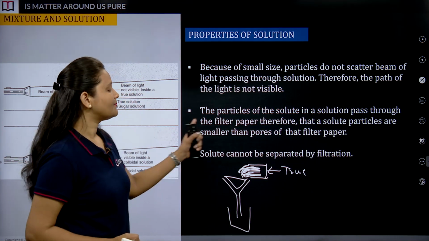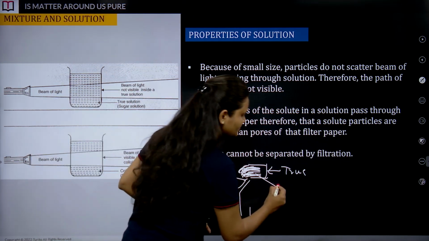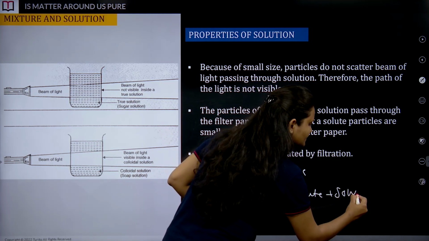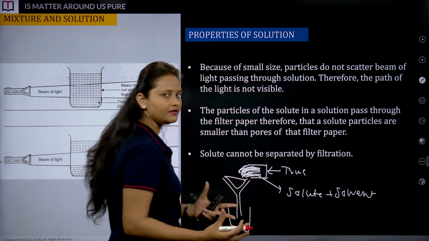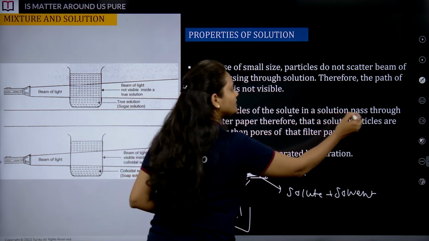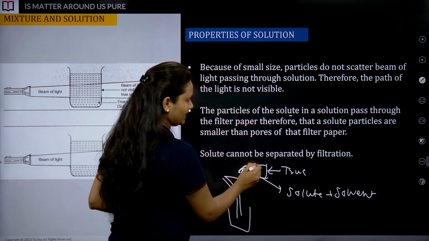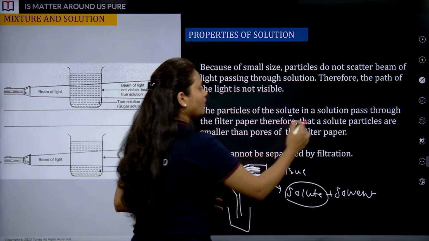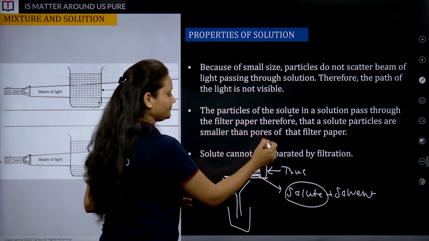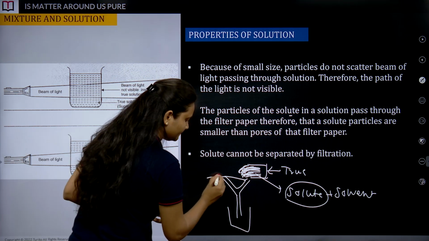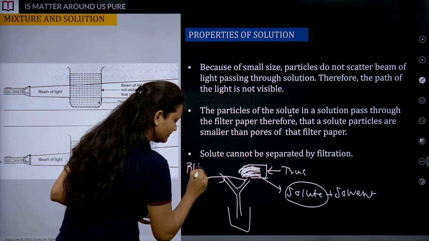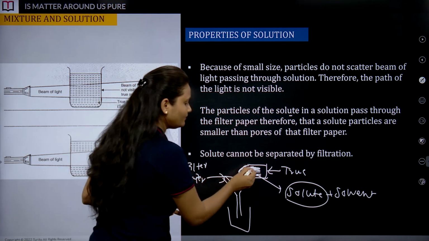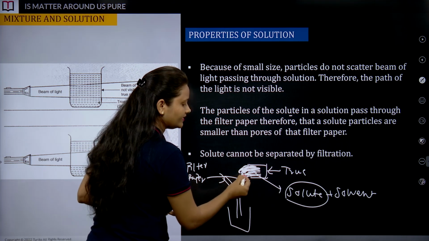So what happens? The particles of the solute, we know that it is made up of what? Solute and what? Solvent, and that's how it is going to give you what? A true solution, correct? So, the particles of the solute in solution, we are specifically talking about solute particles, pass through the filter paper. This is the filter paper which we have taken, students, and we are trying to do the filtration.